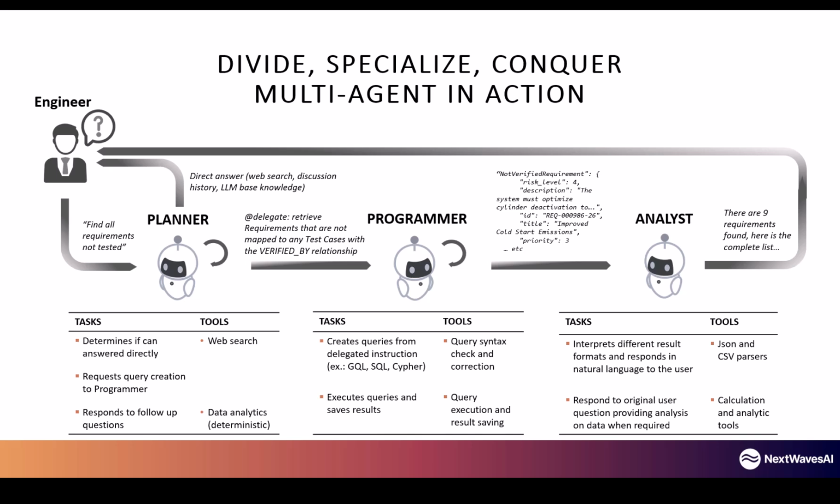All right, so to support that, not a big surprise, we implemented a multi-agent framework. So let's start with the first agent, the planner. The planner interprets the user intent and first checks whether the question can be answered directly using web search, prior context, or general LLM knowledge. And if not, it's going to delegate the task to the programmer agent with a structured instruction describing what data needs to be extracted from the information model.